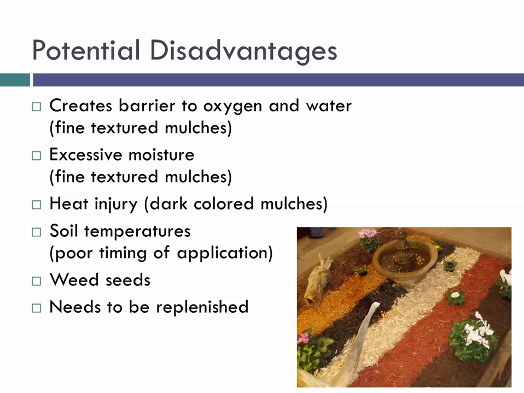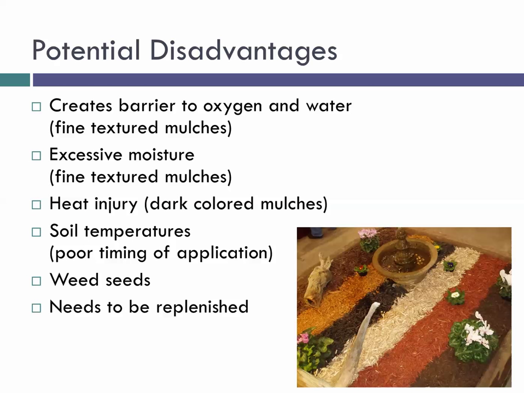Heat injury can occur to your plants if you're using dark colored mulches. Keep in mind they are sold in different dyes and colors, and dark colors do attract heat. Well, if mulch makes such a nice insulation, most of the time if you put dark colored mulch on top of the roots of your plant and it starts to heat up, I think you can get problems there, depending on the specimen of plants that are affected.